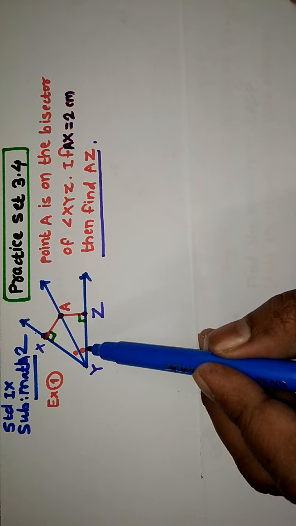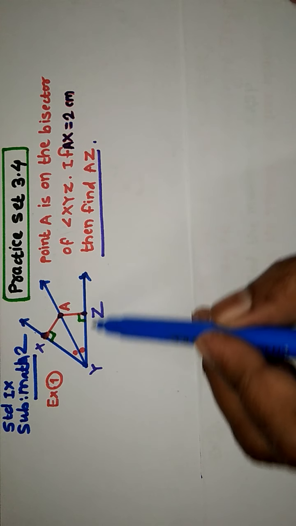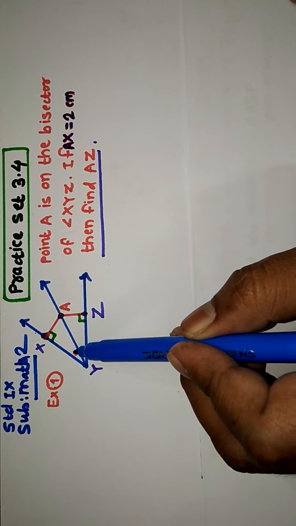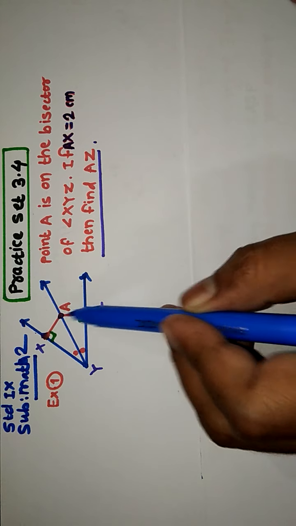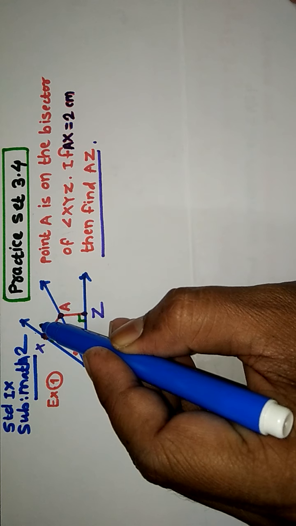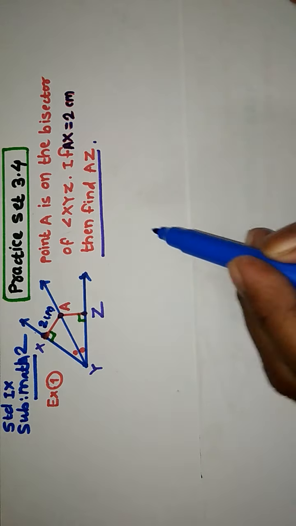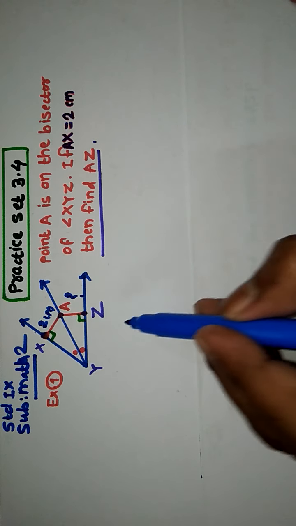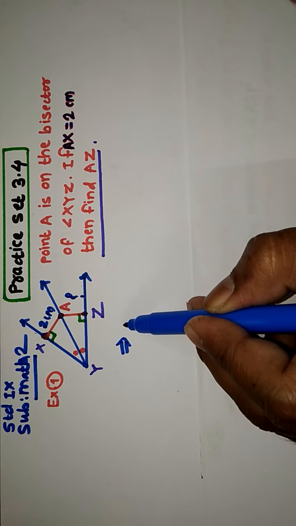See example number 1. In triangle XYZ, YA is the bisector, which means these two angles are equal. Also these are perpendicular to the respective sides, and AX is 2 centimeter. This is given, and our aim is to find the length of YZ. Now see here, how can we solve this?